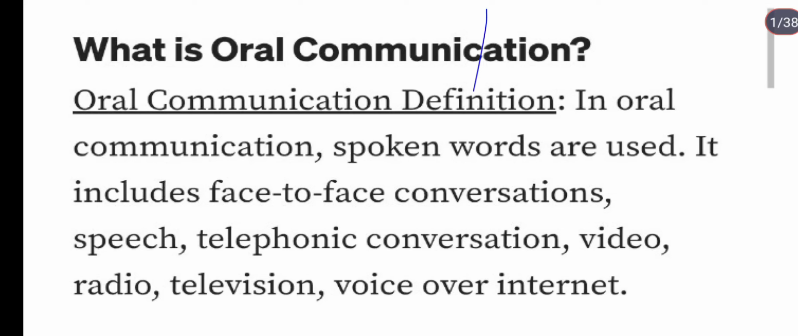In oral communication, spoken words are used. It includes face to face conversations, speech, telephonic conversation, and video, radio, also television and voiceover. Those are things included in oral communication.